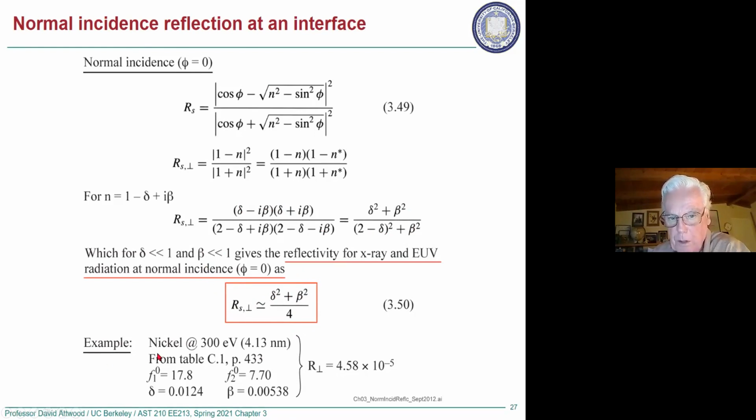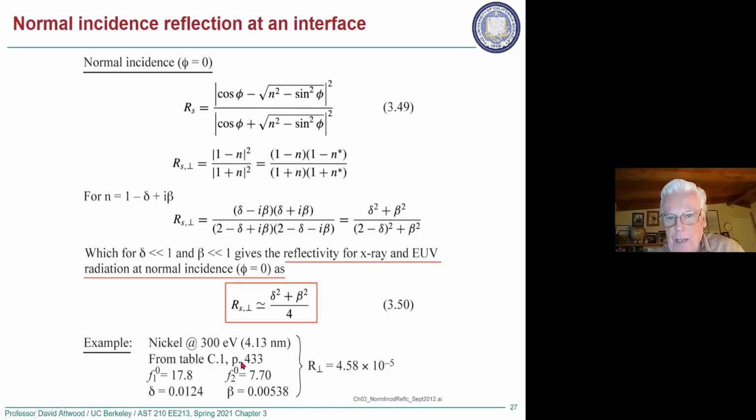So I put in some numbers here for nickel at 300 eV. This is the wavelength. There are tables in the back of the book. I put enough information in the tables that if you were on a desert island, you could still solve homework problems, okay? But looking up nickel at this wavelength, these are the values for F1 and F2. And from that, this is what delta and beta are. So beta is like 10 to the minus 2 roughly. Beta is less than 10 to the minus 2. And the reflectivity is down below 10 to the minus 4.